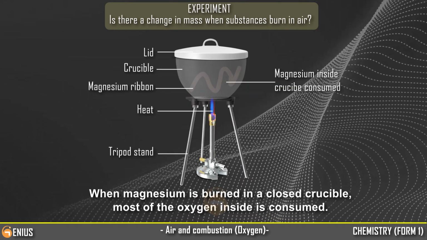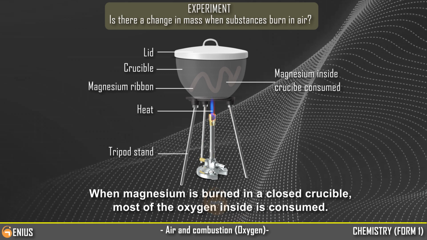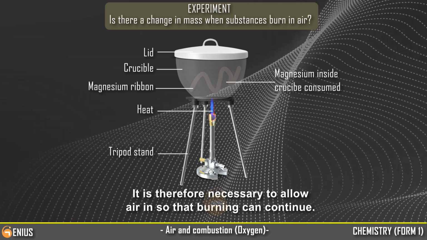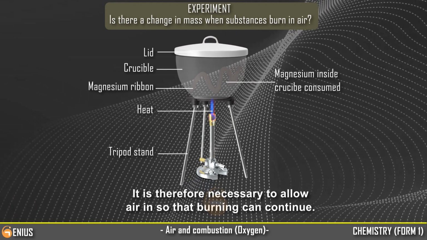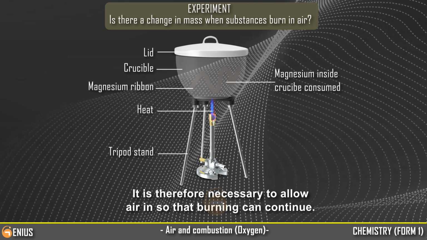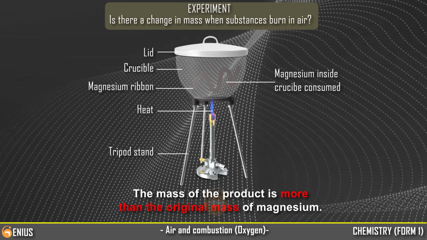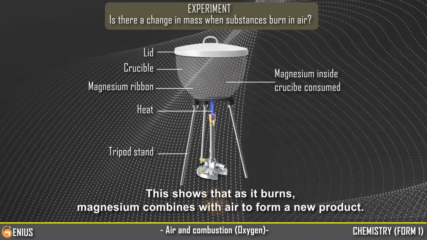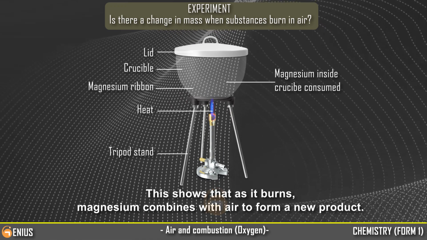When magnesium is burned in a closed crucible, most of the oxygen inside is consumed. It is therefore necessary to allow air in so that burning can continue. The mass of the product is more than the original mass of magnesium. This shows that as it burns, magnesium combines with air to form a new product.